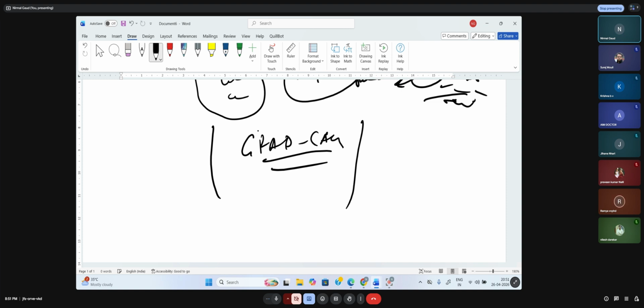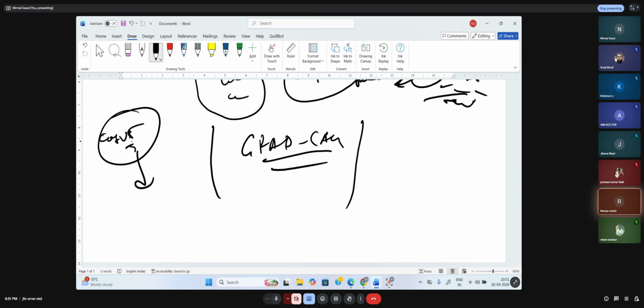Grad-CAM shows which area is highlighted in the image. And for that, you need to take the last layer, let's say convolution layer number 5. That is the last layer, so we need to take that. Okay, fine. This is what happens.